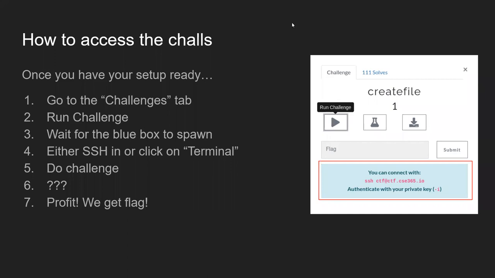To start the challenge, there's a challenges tab on the site. Once you see your challenges, click on the challenge itself and then click on run challenge. Wait for the blue box down here that says you can connect with SSH, the user and host. You can either SSH into this address with this exact command, ssh ctf@ctf.cse365.io, or after it's spawned in, just go to the terminal tab and it should be there for you. After that, just do the challenge and get the flag.